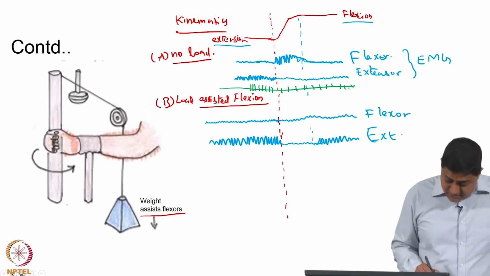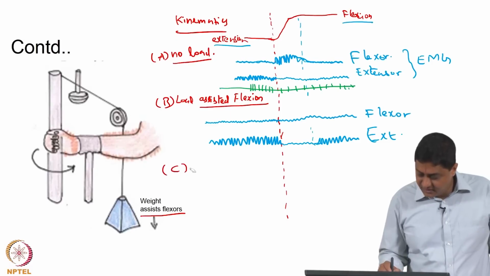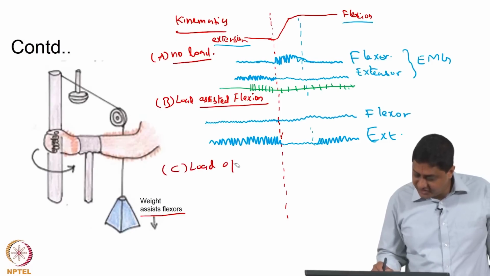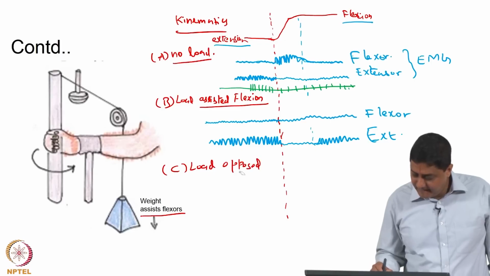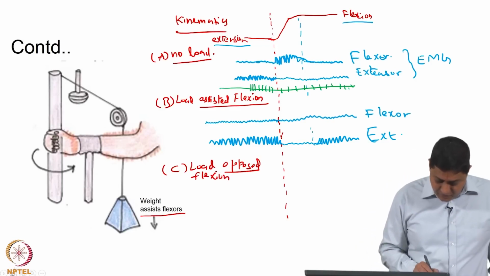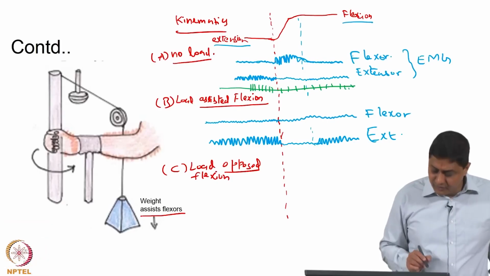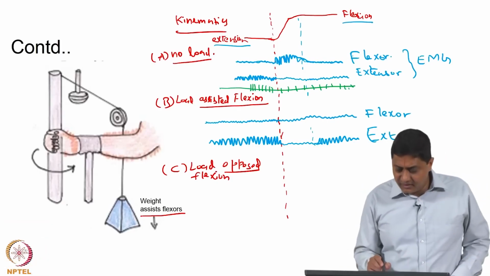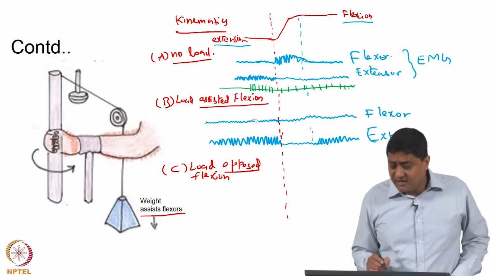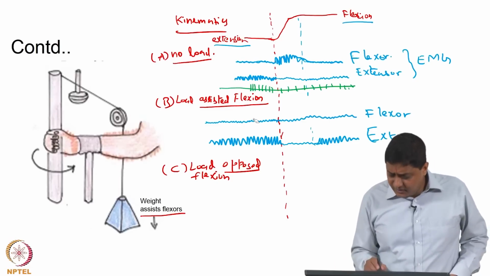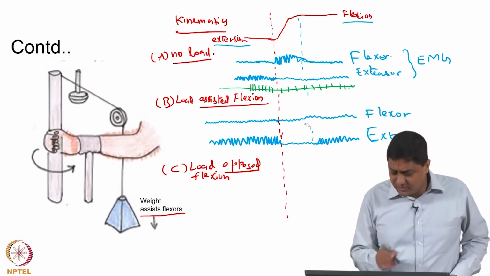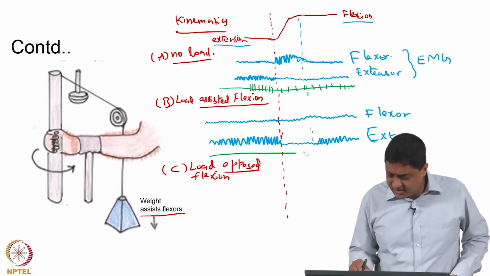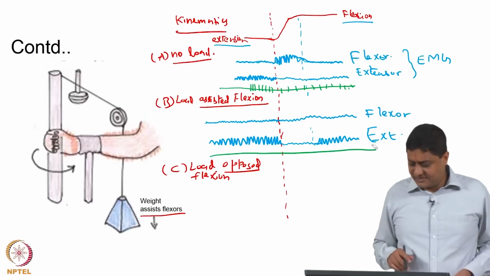Now there is one more case, this is the last case, that is the case when the load opposed flexion. Now what about the EMG? Also we have to discuss what happened with the neuronal activity when the load assists flexion. Since flexion is assisted by the load, practically the activity of the neuron is baseline, there is not any particular activity.